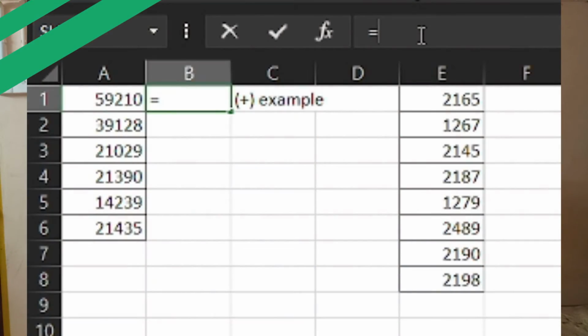Okay, I want to give you some examples for these operations. First, we have the plus sign example. We want to add cell A1 with A2. We use the plus sign and we write this formula in the formula bar: equal sign A1 plus A2. And by that we get the result.